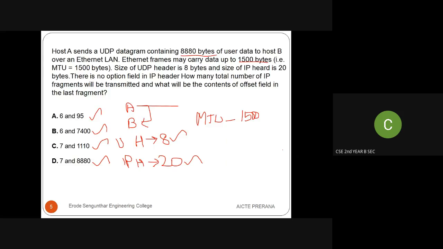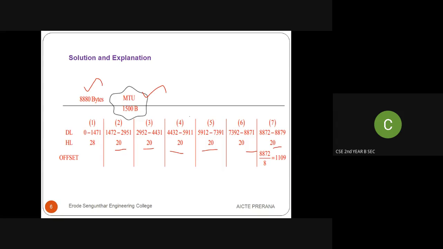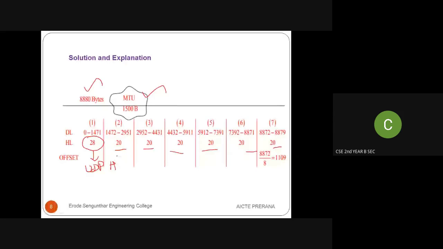For the first segment only we have 28. This 28 is concerned with the UDP header, followed by the other parts under the IP header. The IP header has 20 bytes.